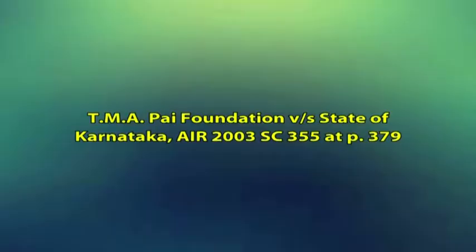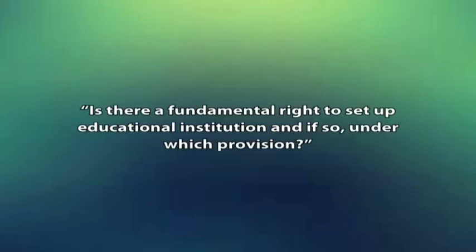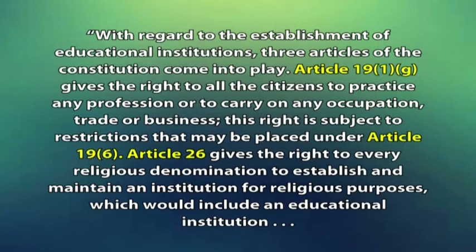In the case of T.M.A. Pai Foundation versus State of Karnataka, a question was raised: is there a fundamental right to set up an educational institution, and if so, under which provision? The answer of the court was, I quote, "With regard to establishment of educational institutions, three articles of the constitution come into play. Article 19 Clause 1 Subclause G gives the right to all the citizens to practice any profession or to carry on any occupation, trade or business.